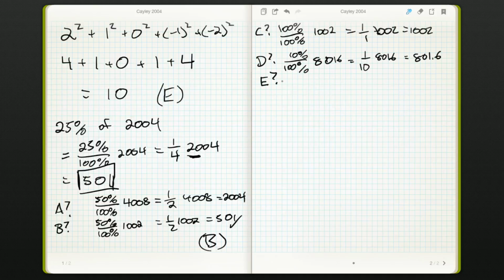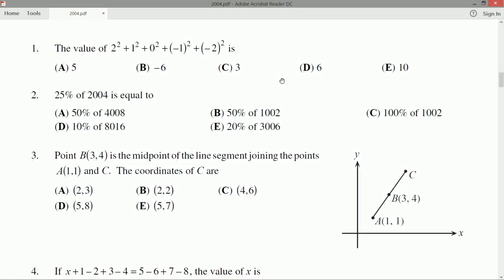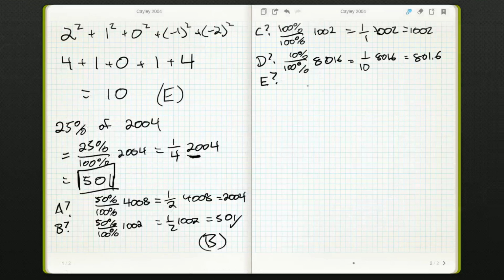And what was it, 30%? No, 20% of 3006. So 20% of is the same as 20% out of 100% times that number. So this will be 1/5. And that will be the 30 divided by 5 gives us a 600. And then 6 divided by 5 should be 1.2. So also not the 501 that we're looking for. So it really is B.